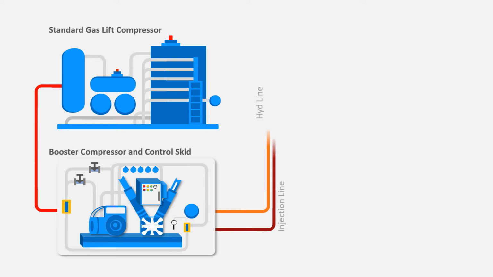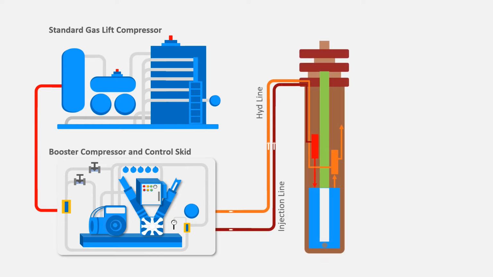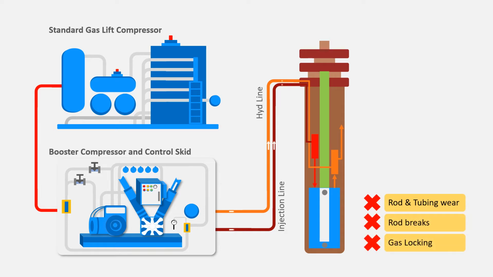The GasPump Artificial Lift System replaces reciprocating rods and a surface pumping unit with a positive displacement system that uses surface-controlled high-pressure gas to provide lift displacement. No more rod and tubing wear, no more rod breaks, no more gas locking issues.